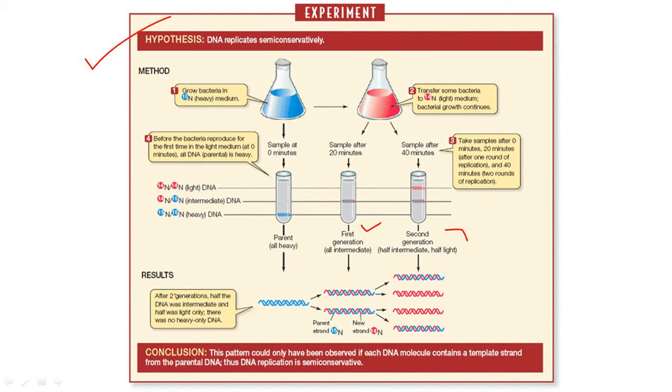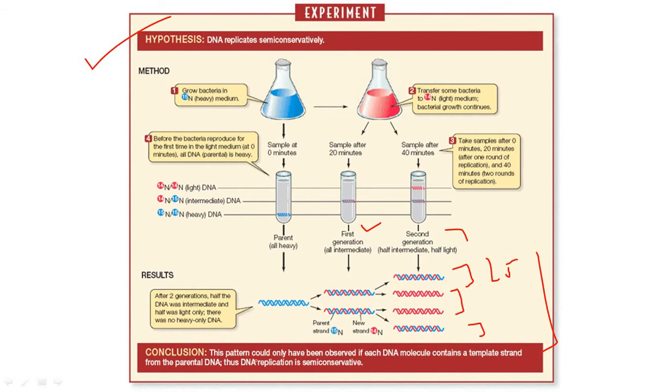So the results are as follows. After 2 generations, half the DNA was intermediate and half was light only. There was no heavy DNA. As you can see here, it is not present. The heavy DNA was not present. One is intermediate, this is intermediate, and these two are light, 25%, 25%, 25%, 25%, total 100%. Or 50-50, you can say, the parent strand and the new strand.